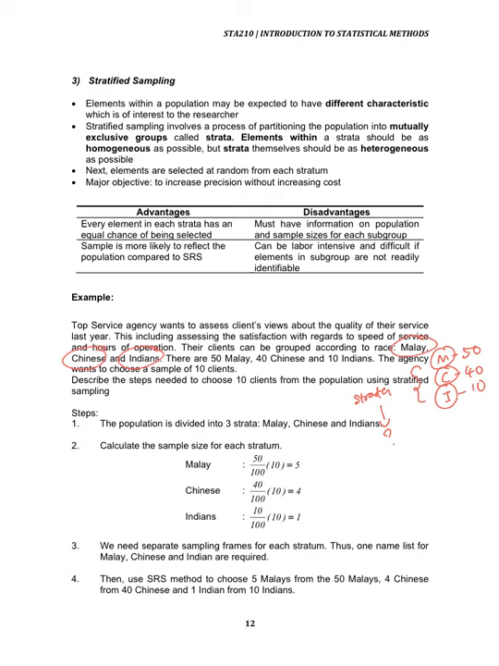Yang mana Malay ni, dia punya karakteristik must be homogeneous. Homogeneous means they share the same characteristic. So kalau Malay ni kita tahu, orang Melayu ni cara pemakaian dia sama, makanan dia sama, betul tak?